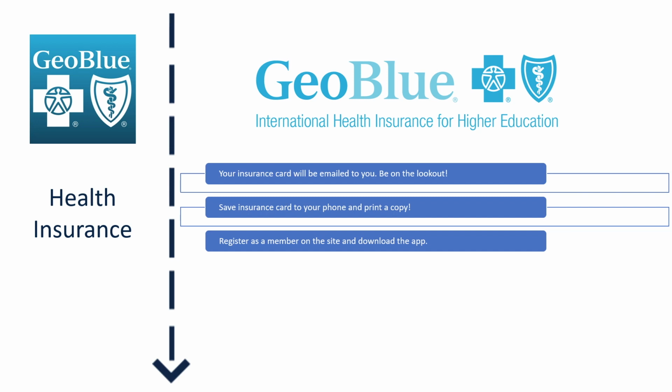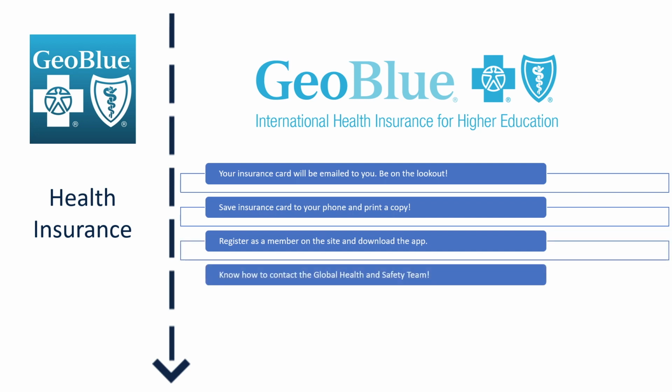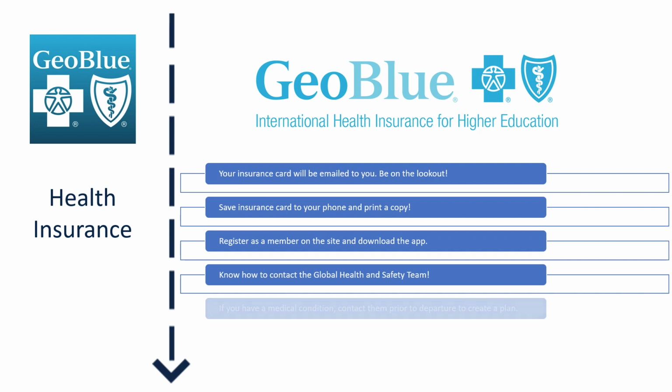You'll also need to register as a member. You can do that on the site or download the app and install that on your phone. Instructions for doing that should have been included in your email. You'll definitely want to know how to contact the Global Health and Safety team while you're abroad. Again, material has been provided to help you do that, but if you have any questions, let me know.